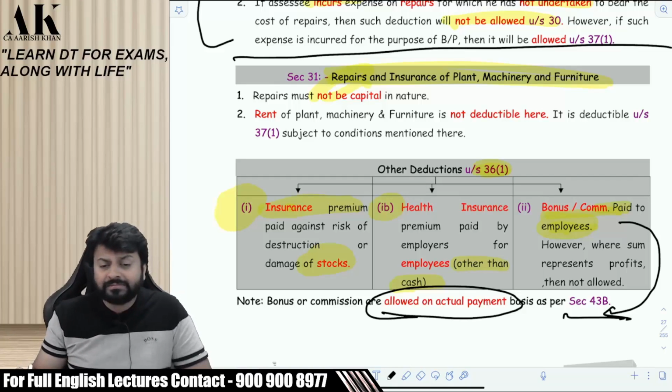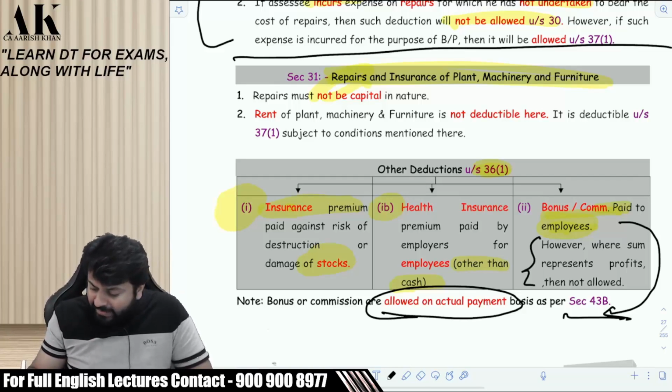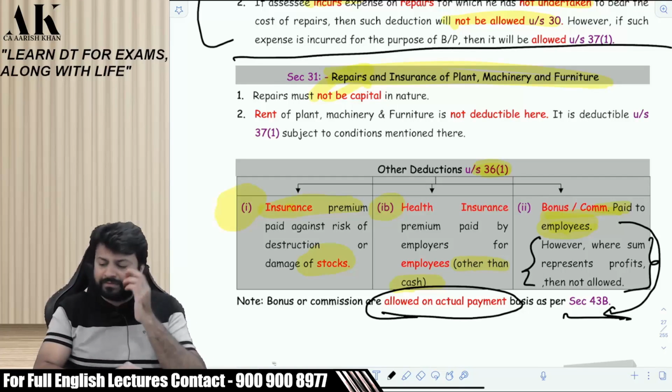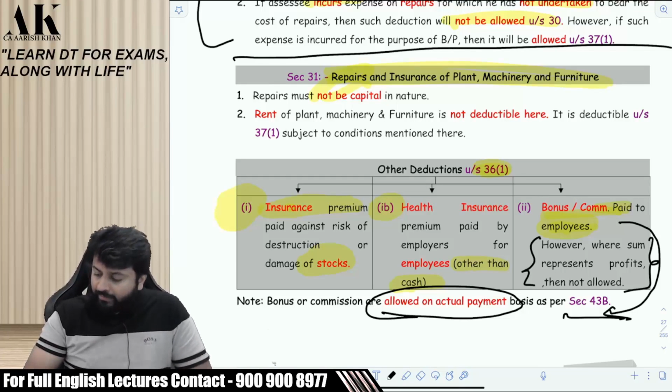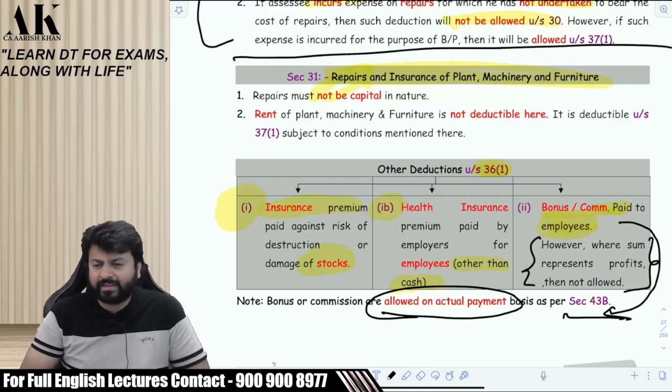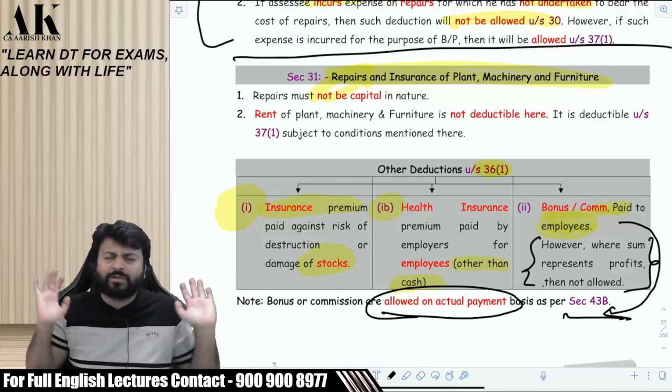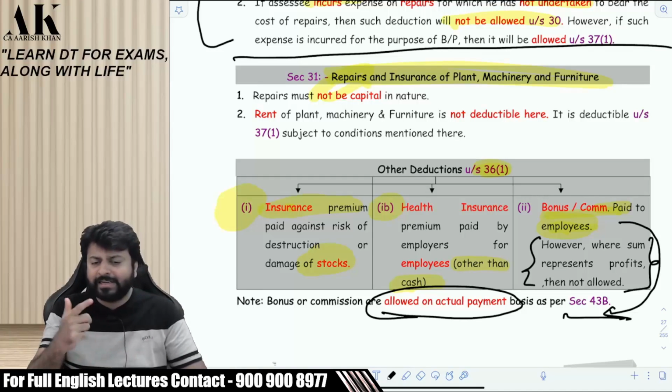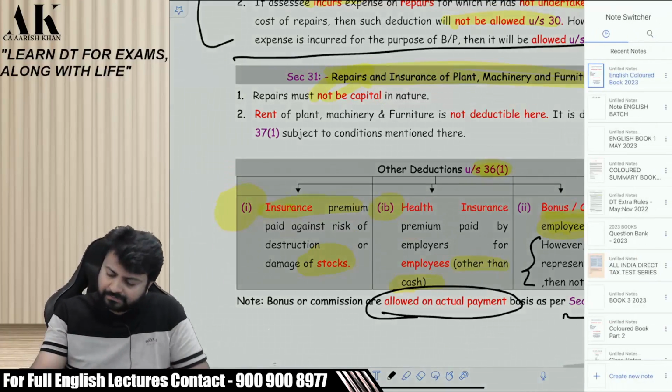Shall I go ahead? Now there is some paragraph written over here. We need to understand this paragraph. However, where the sum represents profit, then it shall not be allowed. If the sum represents profit, then it is not allowed. Now, what do I mean by this? This is a technical phrase. Pay attention on the board, please.